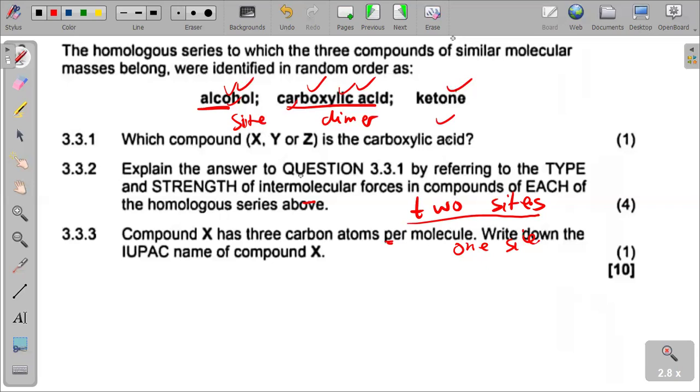Among these three compounds, the ketones have the lowest boiling point and the highest vapor pressure, followed by alcohols, and lastly carboxylic acids. So due to that, we are saying X is a ketone, and since it has 3 carbon atoms, that means it is propanone. That's our ketone, so we have indicated it. Then let's go to the next question.